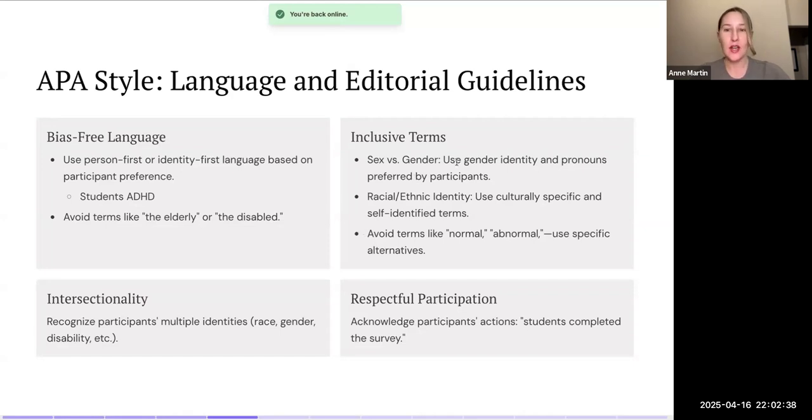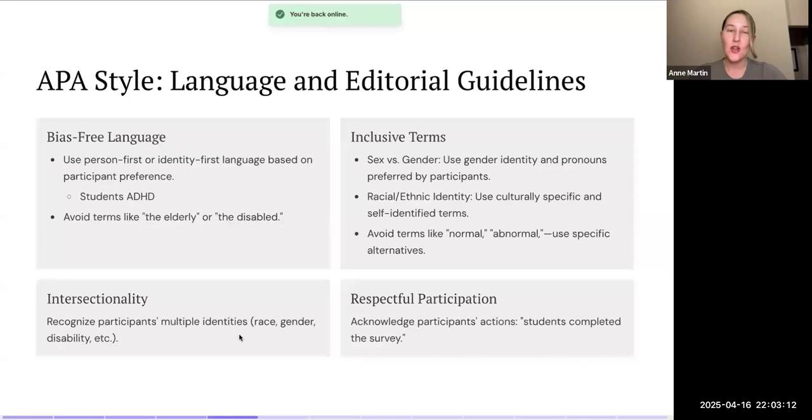In terms of having inclusive terms, use gender identity and gender pronouns that are preferred by the participant. That can be something that you might put in your interview protocol that you always start off with when you're starting the interview. Same with racial and ethnic identity, being culturally specific and using self-identified terms instead of broad terms like students of color. Avoid terms like normal or abnormal and use specific descriptive terms as much as possible.